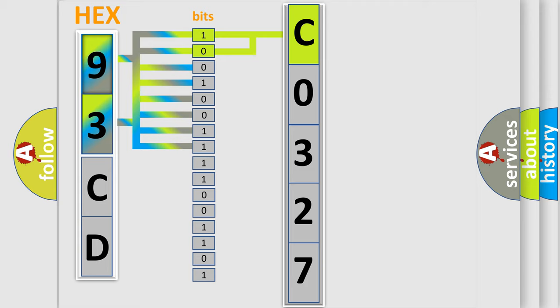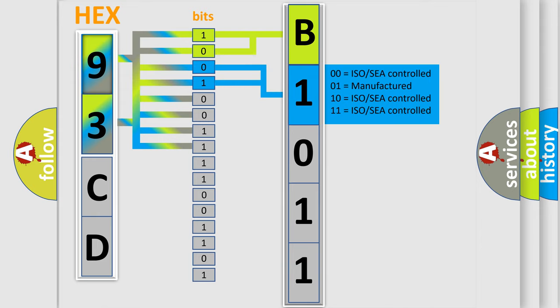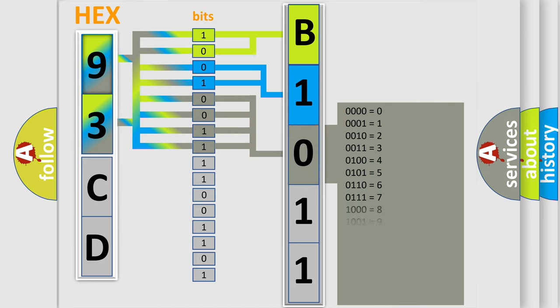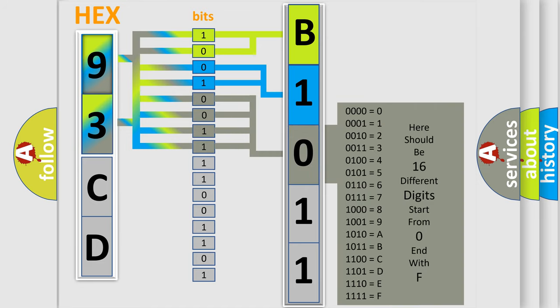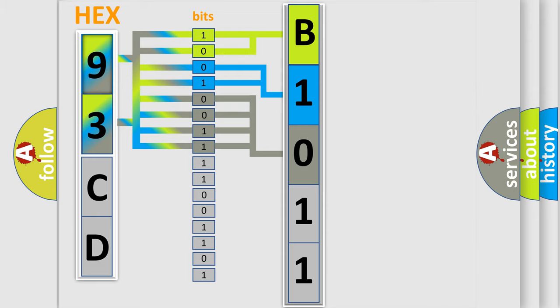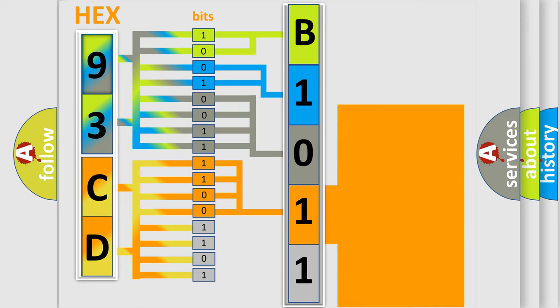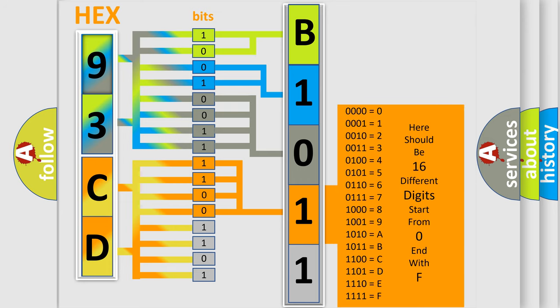This diagnostic error occurs most often in these cases. The TCCM senses a low voltage return on the motor control A or motor control B circuits when a high voltage is expected, or the TCCM senses a high voltage return on the motor control A or motor control B circuits when a low voltage is expected. The fault must remain current for 30 seconds.